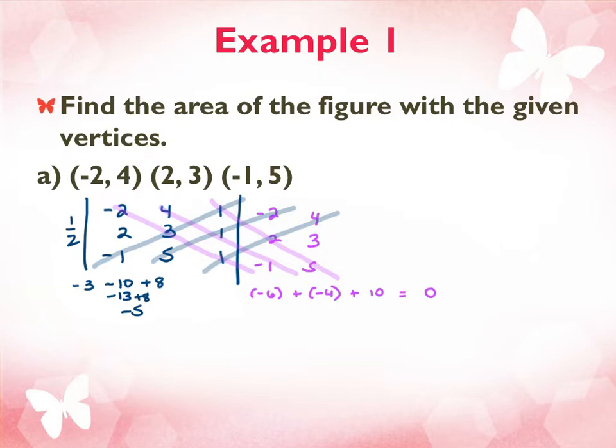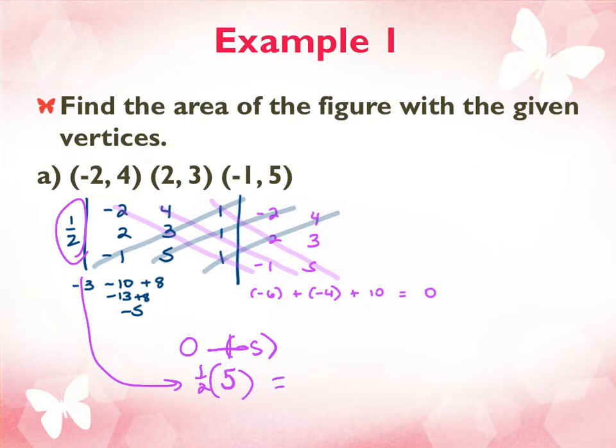I do the first set of diagonals, which is the 0, minus the second set. So 0 minus a -5 becomes 0 plus 5 or 5. That's the determinant. And then I'm going to multiply it times 1/2 or divide by 2. And I get my area is 5/2 or 2.5 units. If it was negative, I would change it to positive. Because it's positive, I can keep it the way that it is.